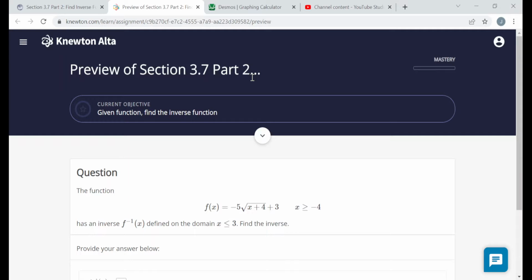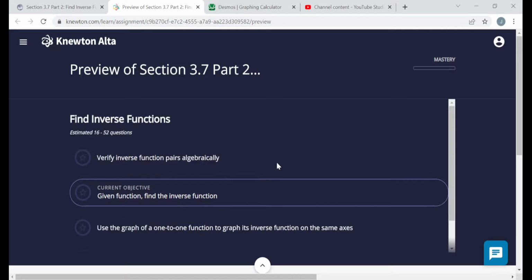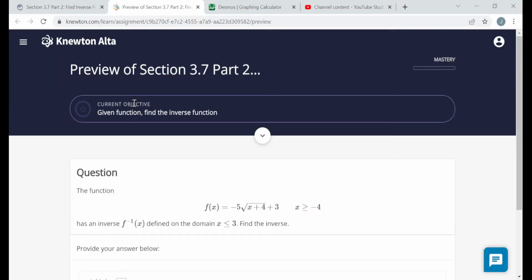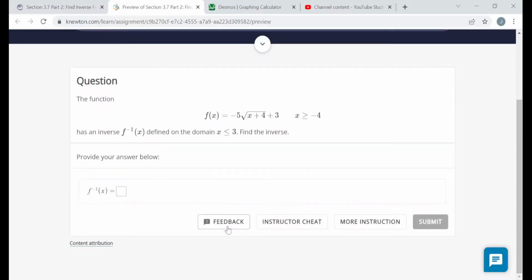Alright, so on the assignment page here you've got the title, you've got your mastery bar, and you can see the objectives. Looks like there are 4 objectives here, so a bit of a longer one. Underneath the current objective there should be a question related to that objective. And underneath each question, at the bottom, there should be a feedback button where you can send feedback to Knewton. You will not have an instructor cheat button. It's for instructors only.